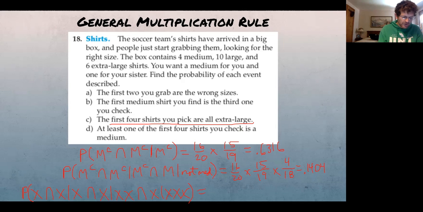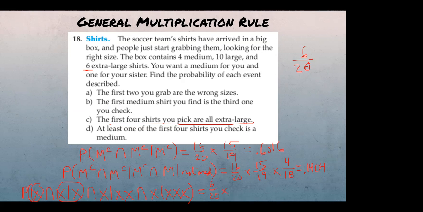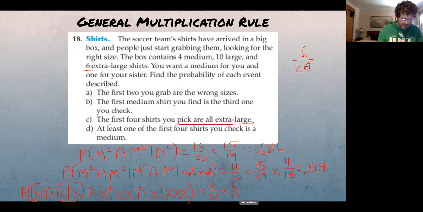So if there are 20 shirts to begin with, and we're looking at only extra larges, we start off with 6. So I start off with 6 out of 20. And we're going to see there's a pattern to this as we go through. So that's the first one right here. Now I want to find the probability of getting an extra large, given that I already pulled out an extra large. So what is the next one going to be? 5 out of 19. There's only 5 extra larges left, and there's only 19 shirts left.